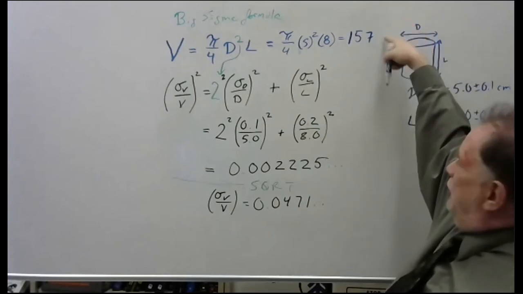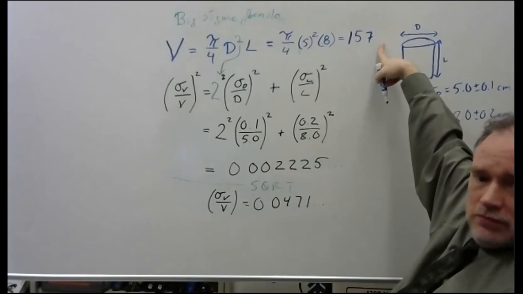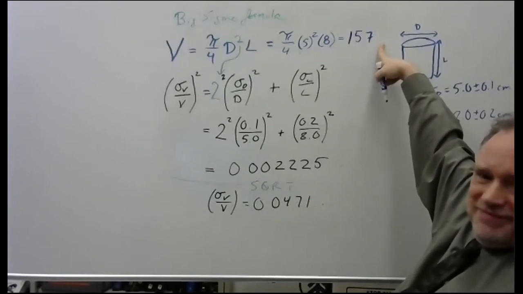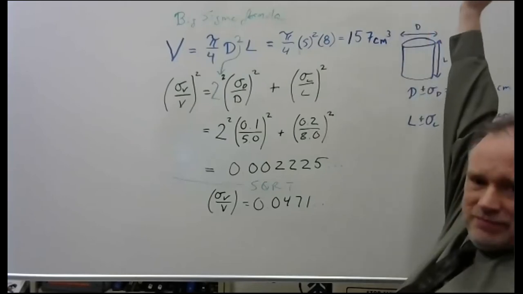And then the units of this are, it's a volume, centimeter squared. Not volume, to the third. Cubed. There we go. Centimeter cubed.